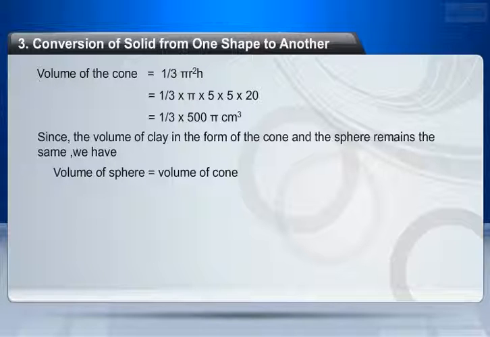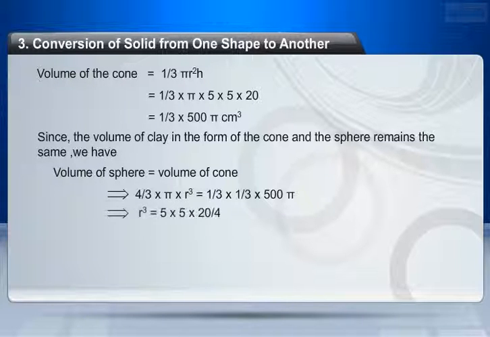This implies that 4/3 π r³ equals 1/3 into 1/3 into 500π, where 4/3 π r³ is the volume of the sphere, and 1/3 into 500π is the volume of the cone. Cancelling π on both sides and rearranging the terms, we have r³ equals 1/3 into 500 into 3/4. This implies that r³ equals 125.